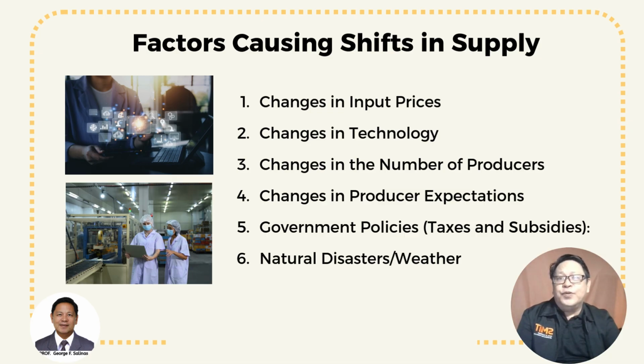And the fifth factor, government policies. This focuses on taxes and subsidies. Taxes increase production costs and can decrease supply, while subsidies can increase it. And lastly, natural disasters or weather. Events like floods or droughts can disrupt production, especially in the agriculture sector, leading to a decrease in supply.